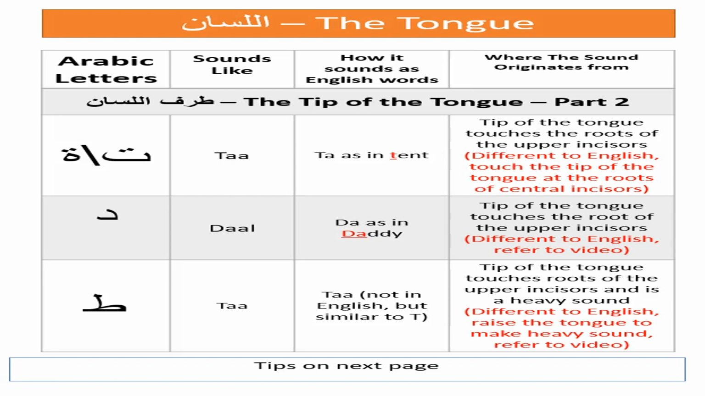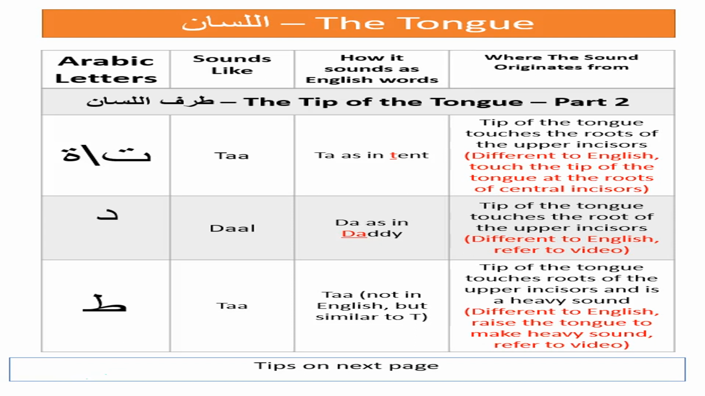And dal is different to D. With D, again, you're using a different part, not the tip of your tongue, and also you're not using the root of the upper incisors. You're using an area of the palate and a wider part of the tongue to pronounce D. But with dal, it's the tip of the tongue at the root of the upper incisors. That's where the hard gum is, and they say ta and dal. So that's how you pronounce these two letters.